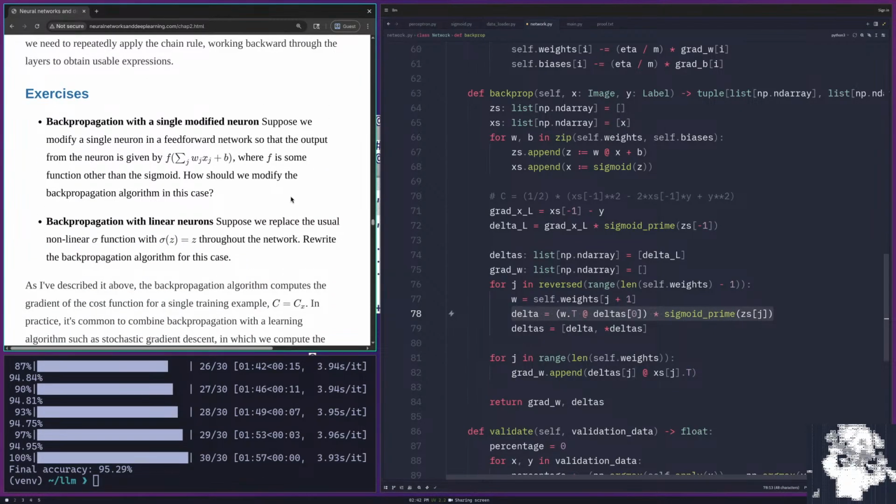Exercises. Backpropagation with a single modified neuron. Suppose we modify a single neuron in a feed-forward network so that the output from the neuron is given by f of z, basically. The rest of it looks the same. Where f is some function other than the sigmoid. How should we modify the backpropagation algorithm in this case? We modify a single neuron.